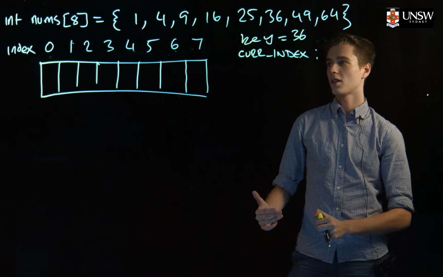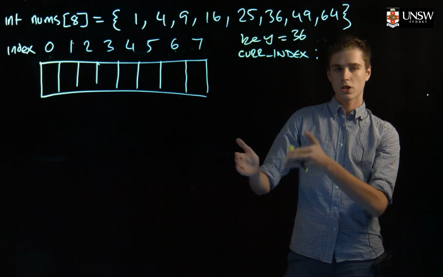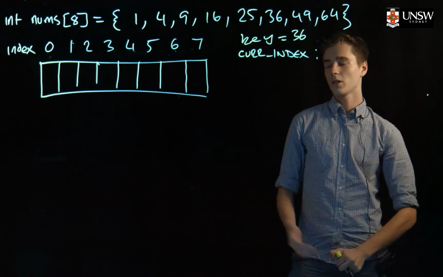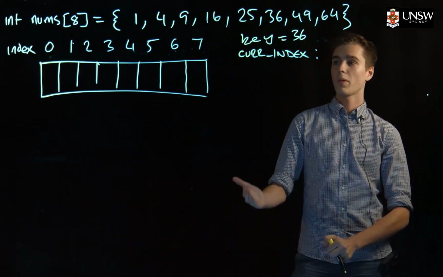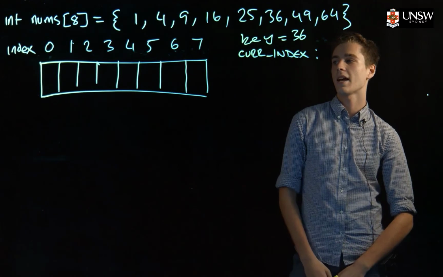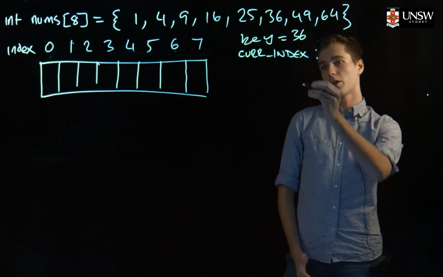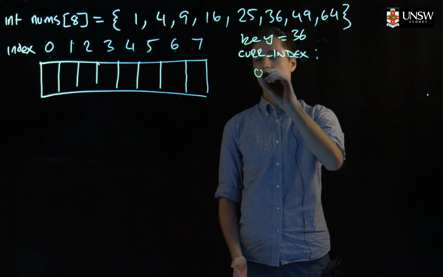Now the linear search starts at a number and just slowly checks every other number. Because we're working in an array, it would make sense to start at the beginning, which is index 0, and go till we reach size minus 1, which in this case is index 7. So that's what I'm going to put as my current index. I'm going to start at 0.